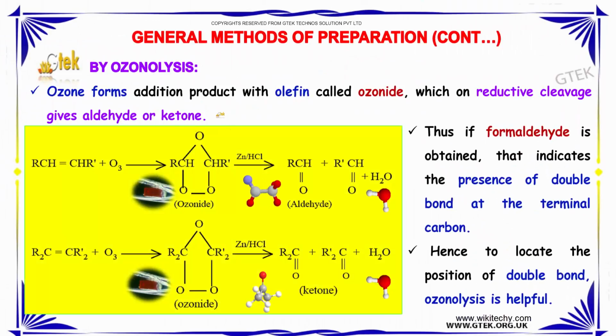It can also be prepared by ozonolysis. Ozone forms an addition product with olefin called ozonide, which on reductive cleavage gives aldehydes or ketones. Thus, if formaldehyde is obtained, that indicates the presence of a double bond at the terminal carbon. Hence, to locate the position of a double bond, ozonolysis is helpful.